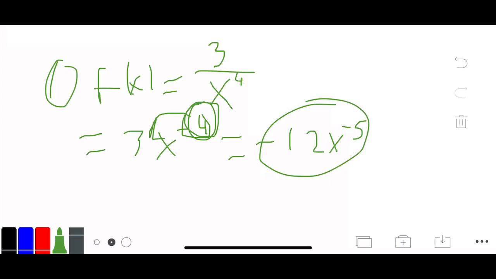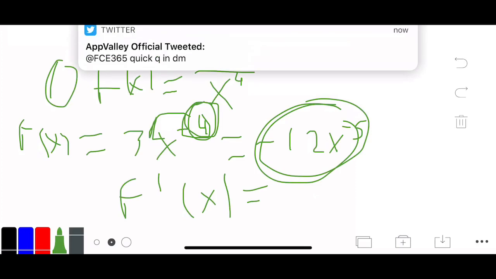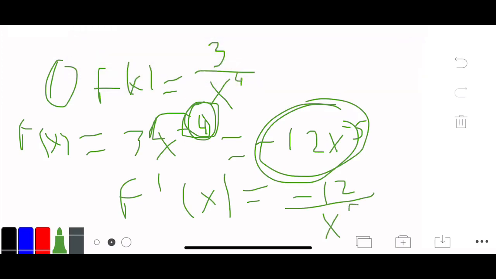Once you get this, -12x to the -5th, you want to find the derivative. These are all derivatives, by the way, and this is just f of x. So you want to find the derivative, which would be -12, and then x to the 5th. You want to bring that 5th down.